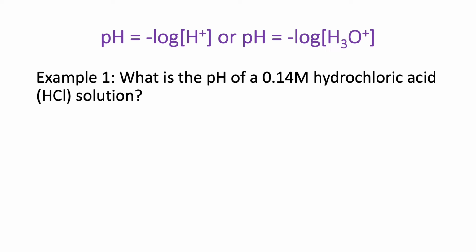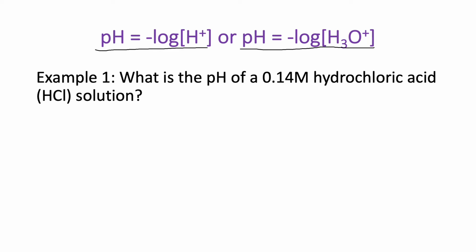Alright, so let's dive into the math. First things first, the formula for pH is written as pH equals negative log of H plus concentration, or written as pH equals negative log of hydronium ion concentration. Make sure to write this down in your notes because these formulas will be very important as we move along.